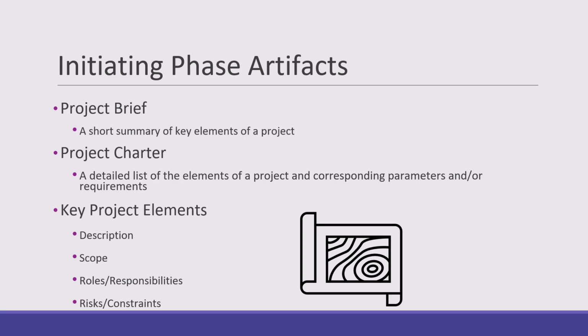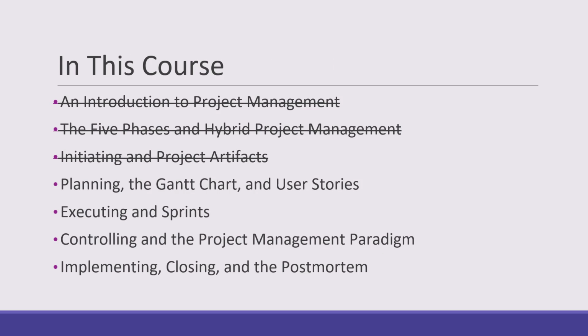Other items that may be included are the business case for the project, analytics to be tracked throughout the project, and a high-level overview of project phases, if applicable. So now that we've covered the initiating phase of hybrid project management, we also defined what project artifacts are and went over the key artifacts in this phase.